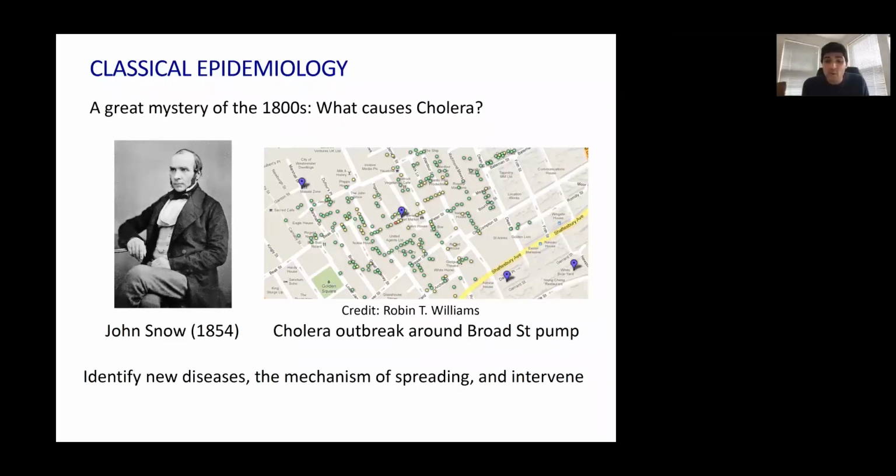And he actually pinpointed that the reason that the pump had been infected was because there was a nearby sewage dump area where a mother had dumped some of her dirty diapers, and there was a leak in that sewage that actually led to the water becoming contaminated.